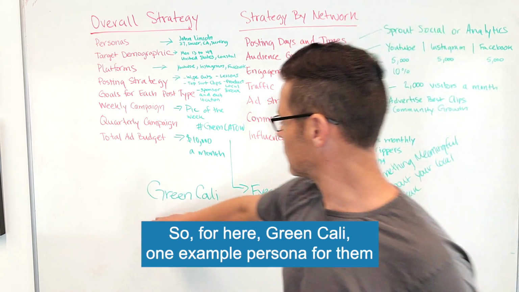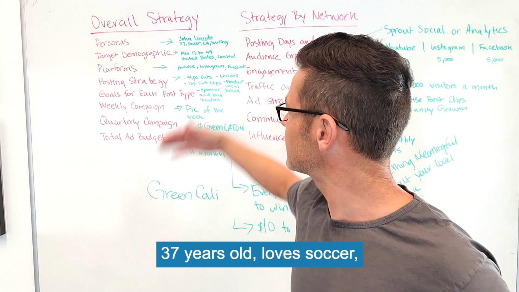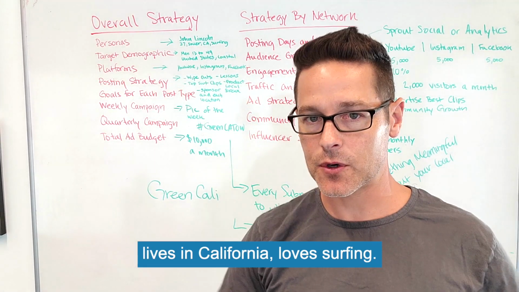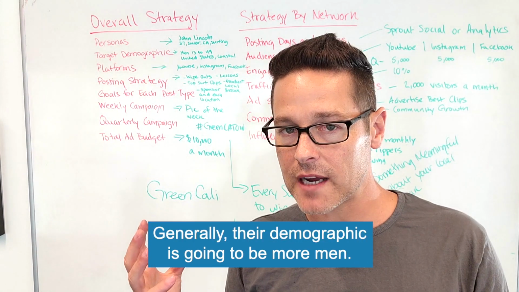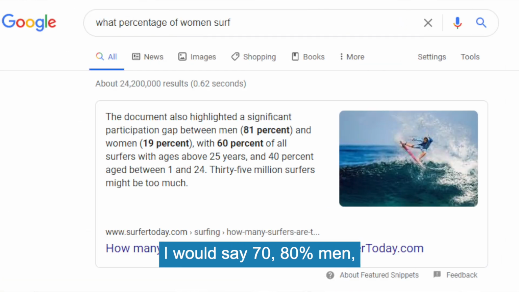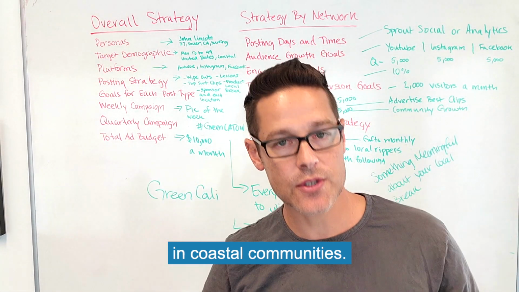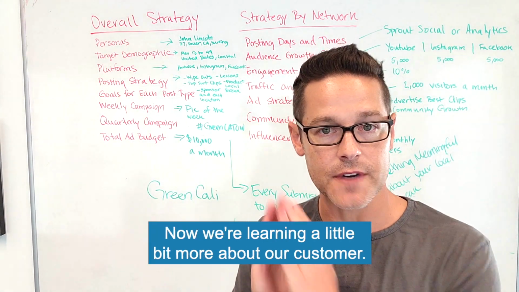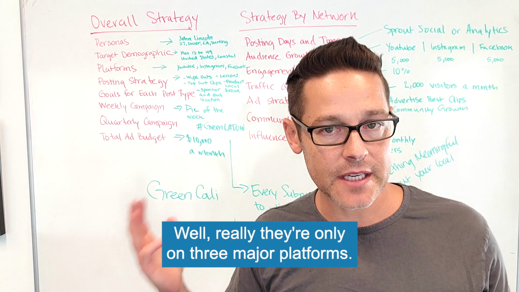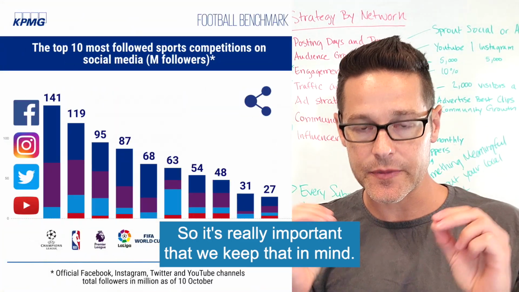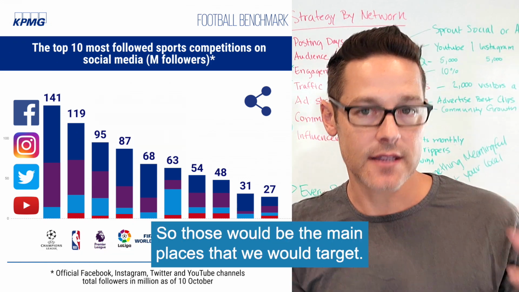So for here, Green Cali, one example persona for them would be a persona such as John Lincoln, myself, 37 years old, loves soccer, lives in California, loves surfing. That's a target persona. We learn their demographic. Generally, their demographic is going to be more men. I would say 70-80% men, 13 to 49 who live in the United States in coastal communities, right? Because that's the only place that you can surf. Now we're learning a little bit more about our customer. What platforms are they on? Well, really, they're only on 3 major platforms, so it's really important that we keep that in mind. Where's the main area they are? Well, YouTube, Instagram, and Facebook. So those would be the main places that we would target.